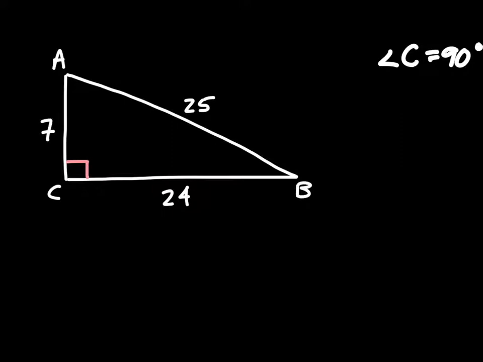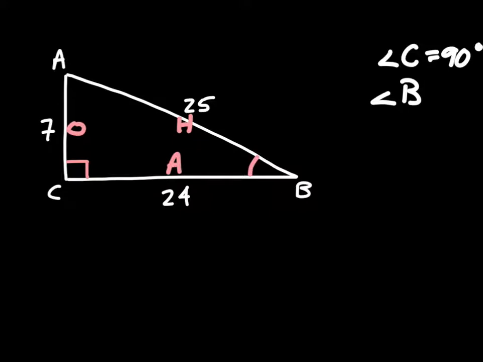Now, you have angle B, which we need to figure out. So let's look at angle B. I'm going to draw a line like this. Now, given angle B, this side over here is my opposite side. This is my hypotenuse, and this is my adjacent side. Now, the cool thing is that you have all three lengths, so we can choose whatever trig function we want to use.